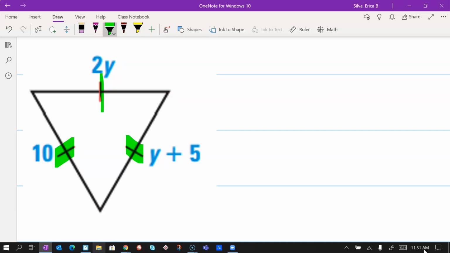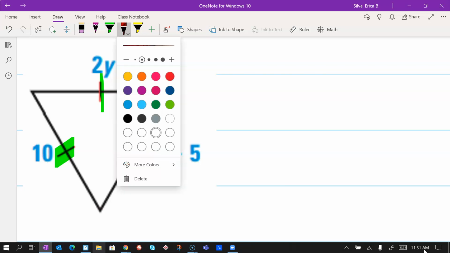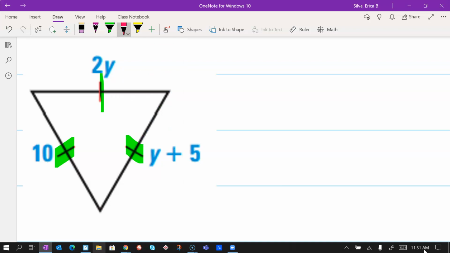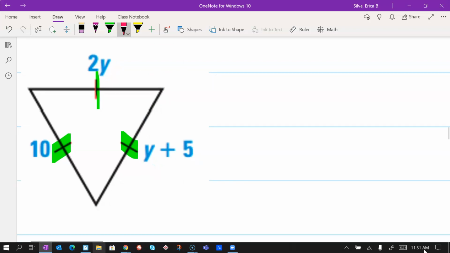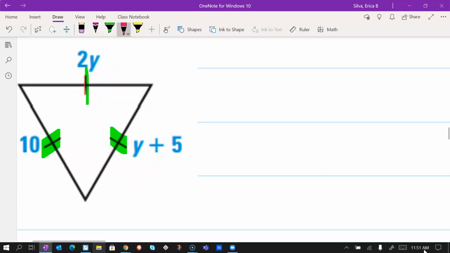Now the measurements, are they giving us the measurements of the angles or the sides? They're giving us the measurements of the sides. Yes, you are correct, Alexandra. Great job. So let's look at the sides. We know they're equal. What's an equation that we could use to find out what y is equal to? There are 3 ways that we can find y. What's one of them?